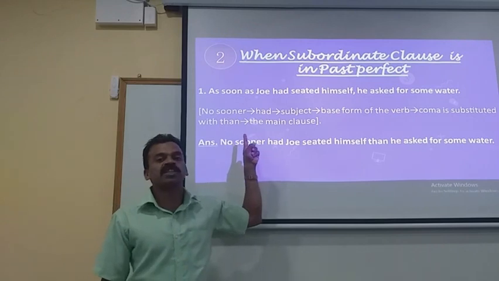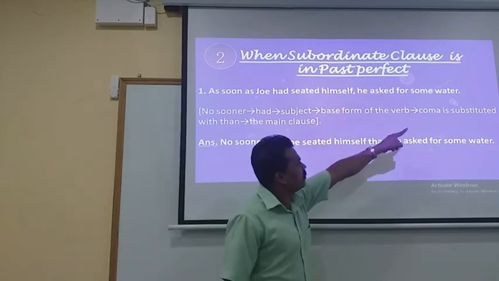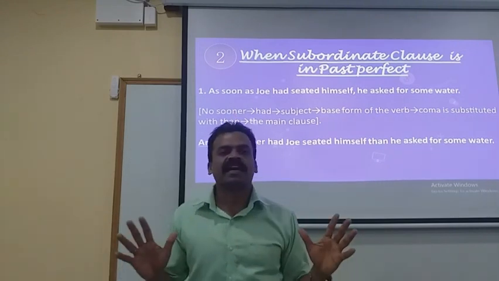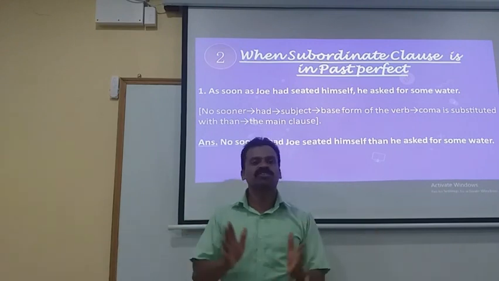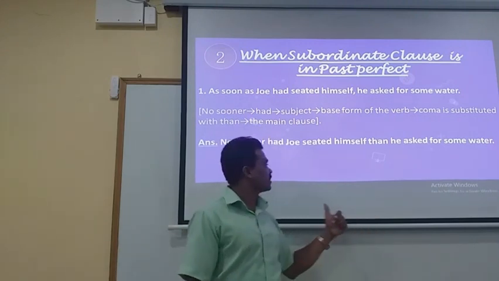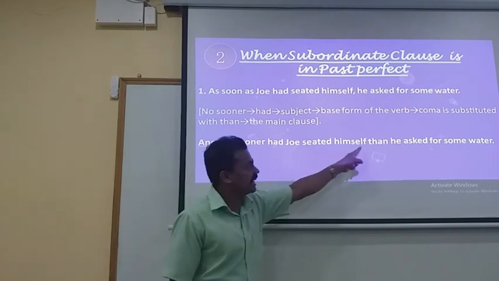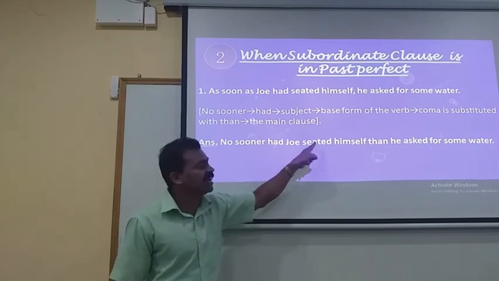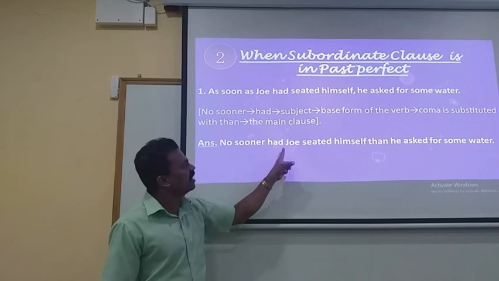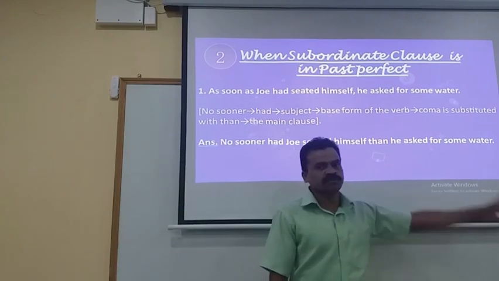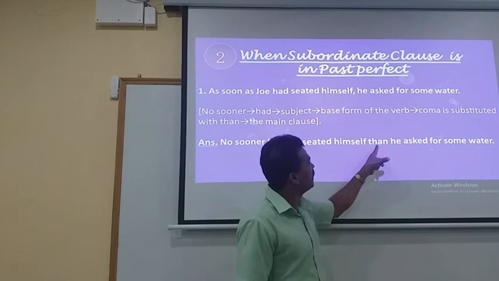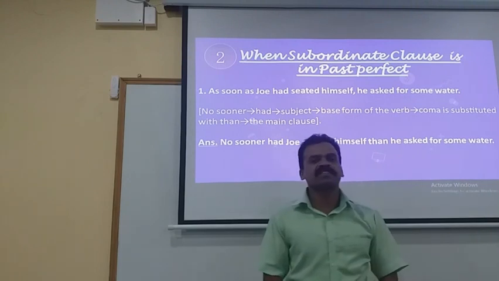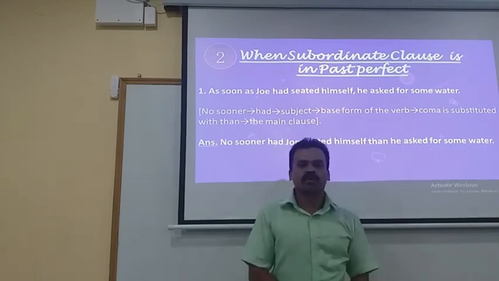That is what we did previously also. So this comma will be substituted with than when you make use of no sooner, and the main clause remains exactly as it is. Don't make any change over there in the main clause. So therefore our answer will be: no sooner had Joe seated himself. See, it is not the base form that is used here, it is the third form. So, no sooner had Joe seated himself than he asked for some water. We made use of than in the place of the comma, and the main clause remains exactly as it is, that is, he asked for some water.